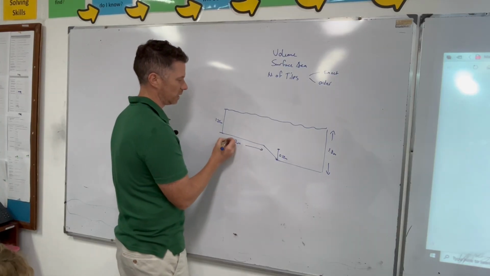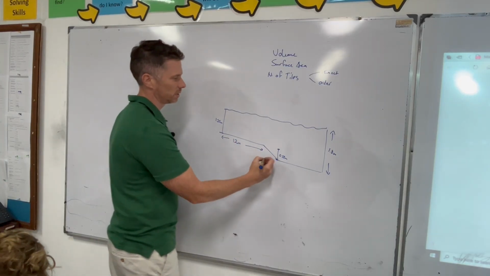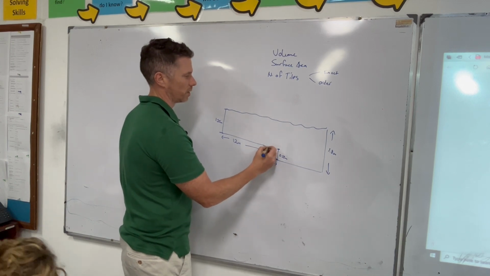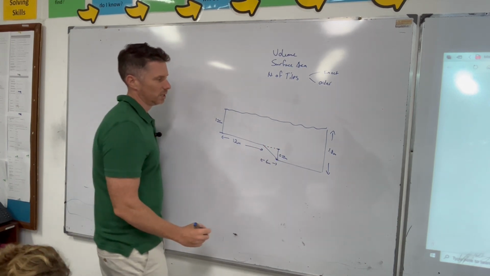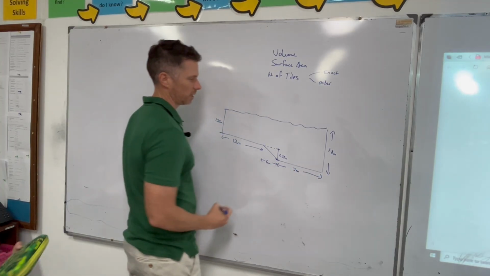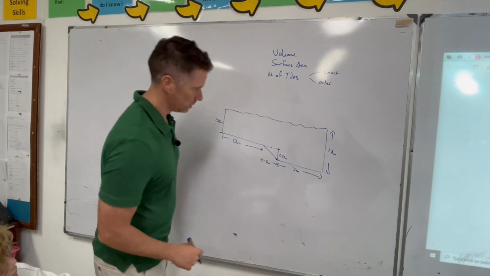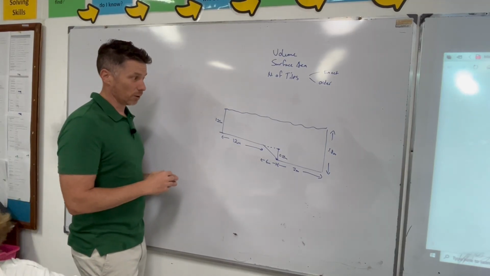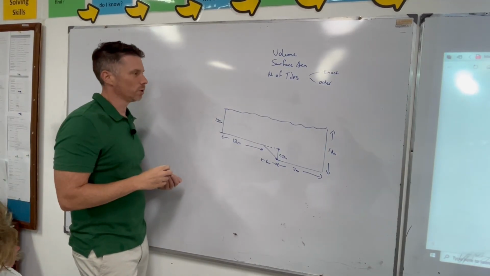12 meters here is the length of the shallow end. There's a sloping bit. That's 6 meters in total horizontal distance, so this distance. And then this bit is 7 meters. So my diagram is definitely not to scale, but you can maybe make your diagram slightly better. Okay, so what are we going to do here?